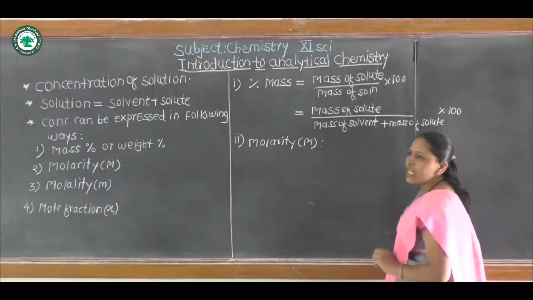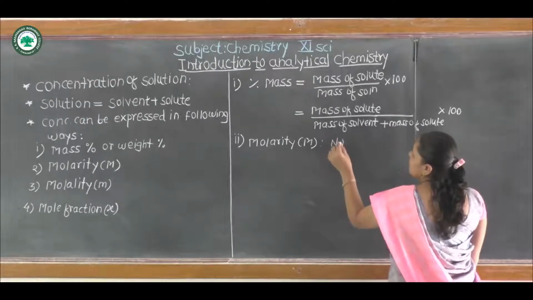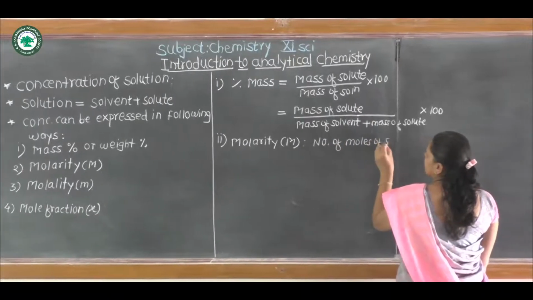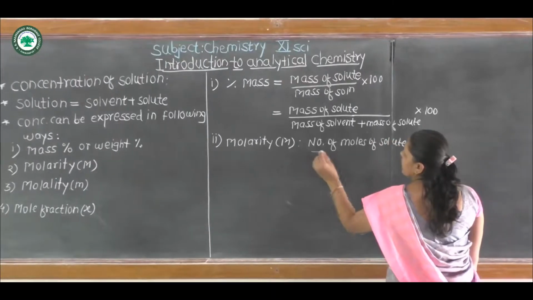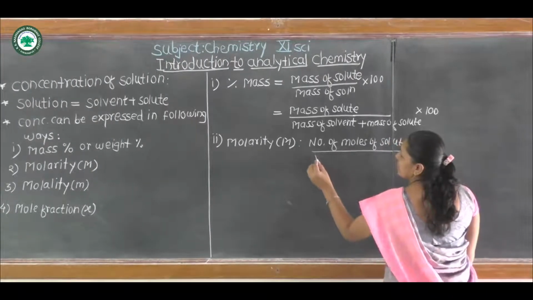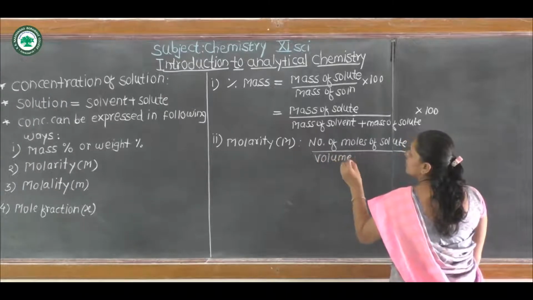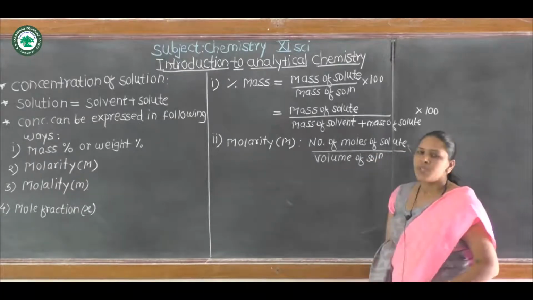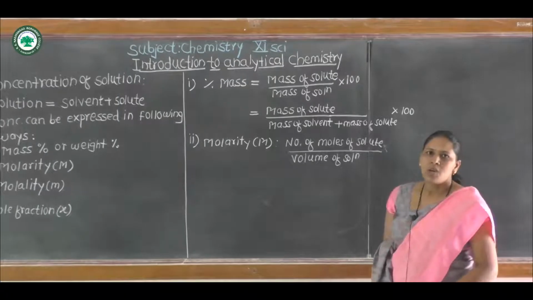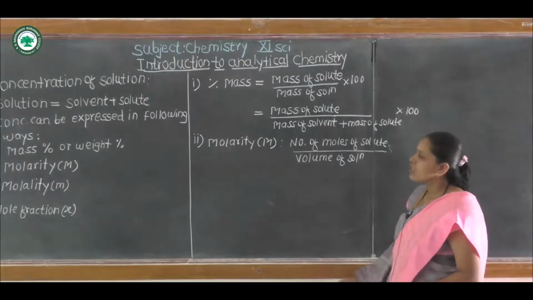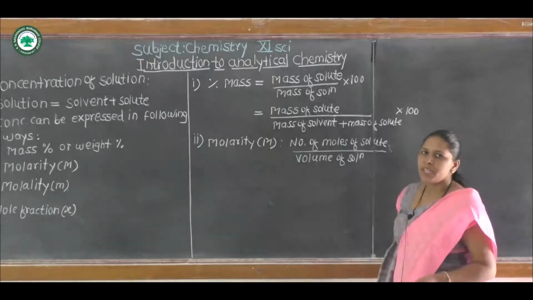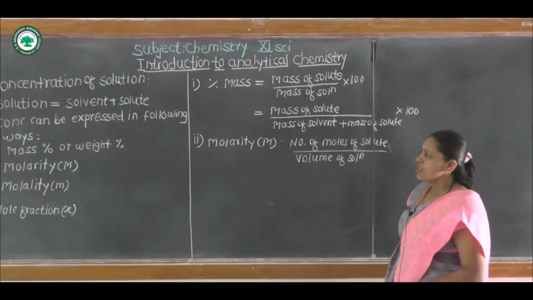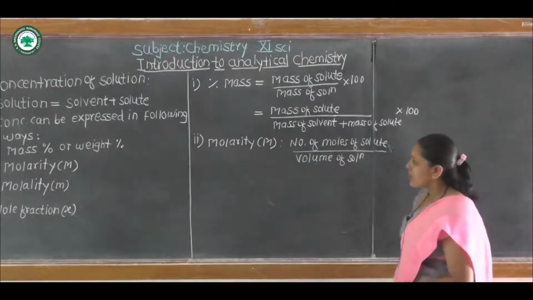Then the formula for calculating molarity: number of moles of solute divided by volume of solution. By this formula, we can calculate molarity. Molarity is temperature dependent because it involves volume, which is a property that changes with change in temperature. Therefore, molarity is dependent on temperature.